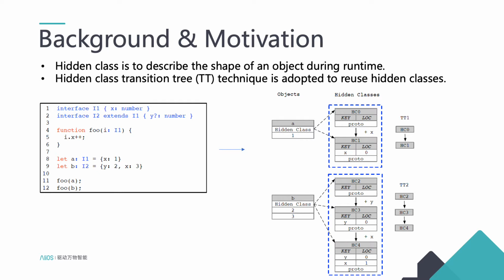To reuse hidden classes, V8 links these hidden classes HC0 and HC1 to form a transition tree denoted as TT1. With transition trees, the overhead of creating hidden classes can be avoided when the same properties are added next time.